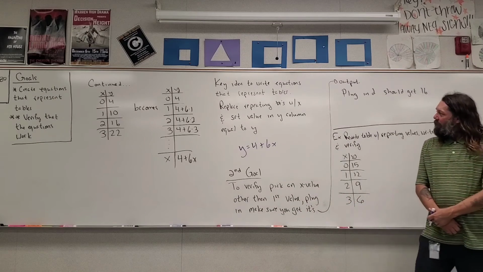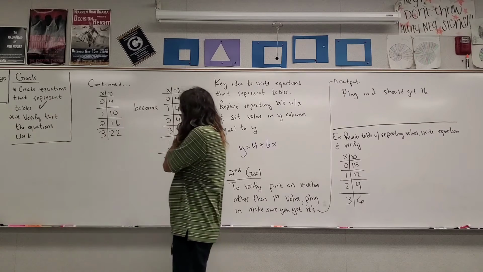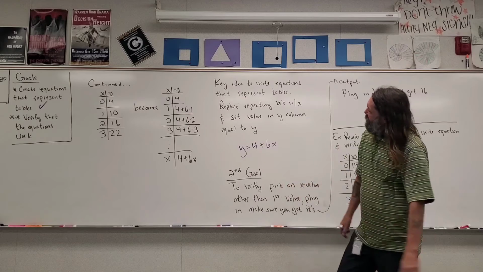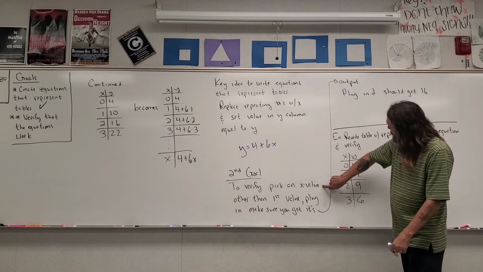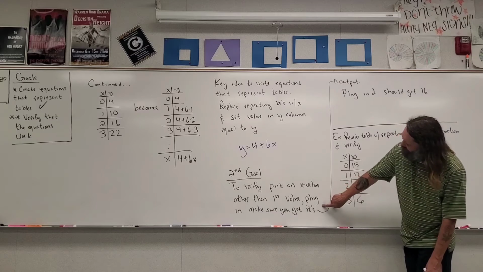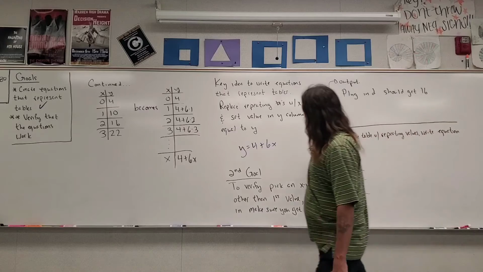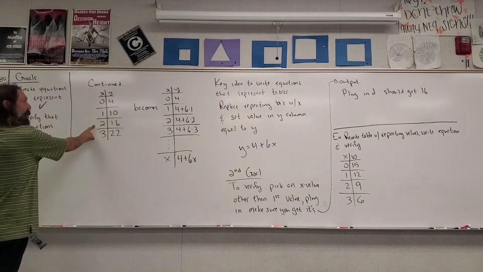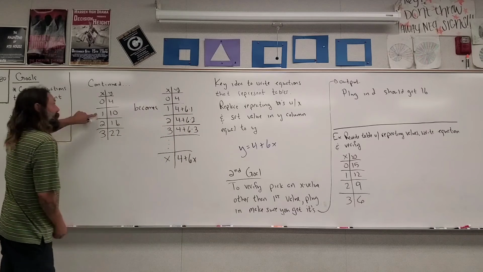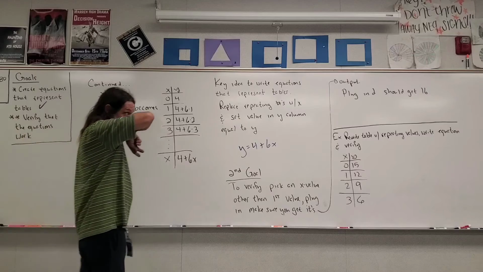All right, so I'm going to check off our first goal, which is creating equations that represent tables, and jump into the second goal, verifying the equations work. To verify, we're going to pick an x value other than the first value, plug in, and make sure it gets its output. For example, if I plug in the value 2, I should get 16. But I could have also plugged in 1, and I would have needed to get 10, or I could have plugged in 3 and I would have needed to get 22.